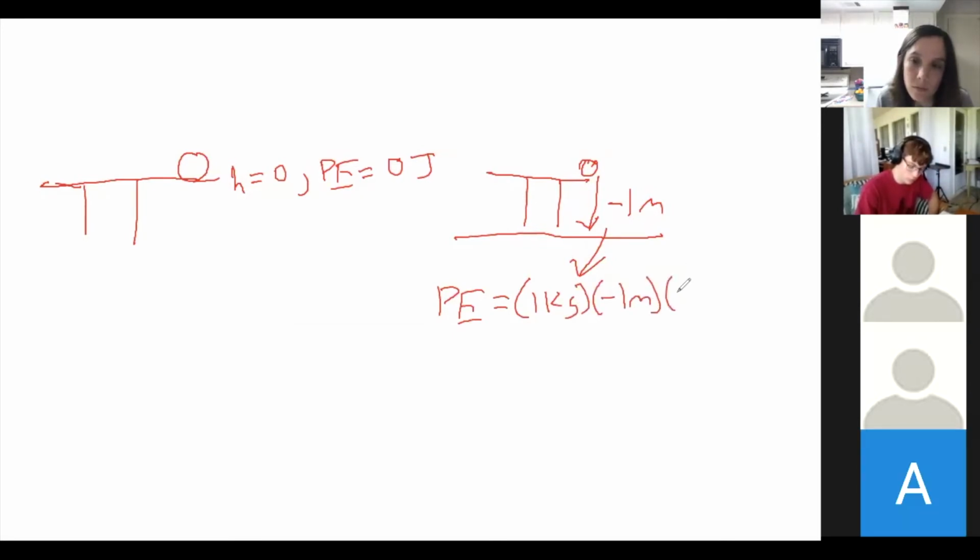You can have negative joules. Yes, you can. So negative just means how it's being transferred. It's just saying which way the energy is moving.